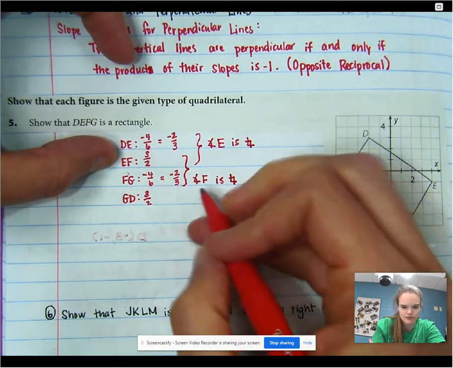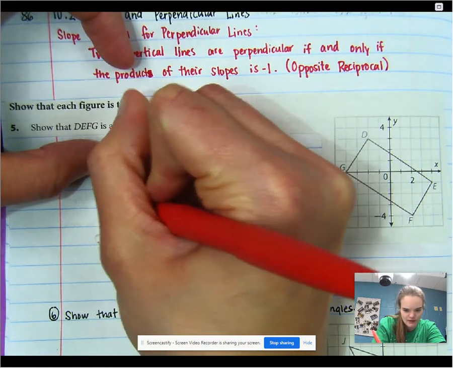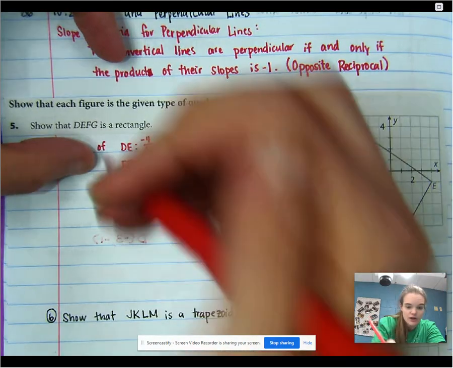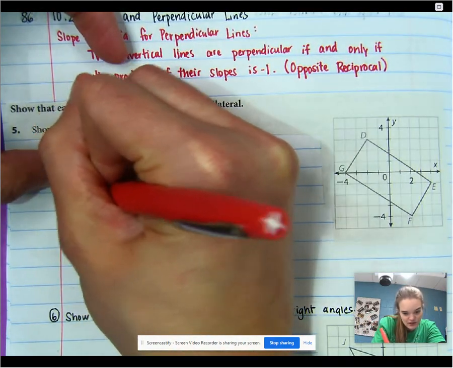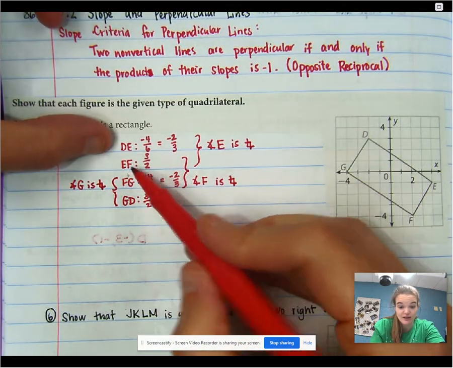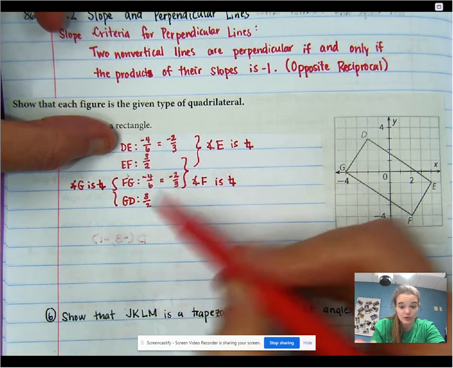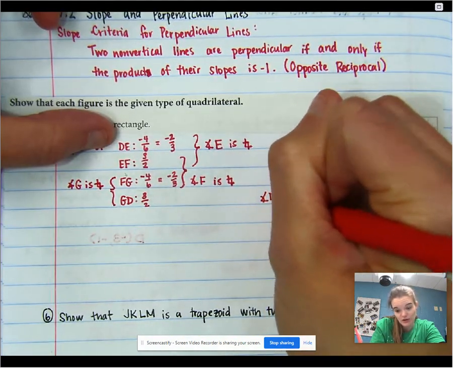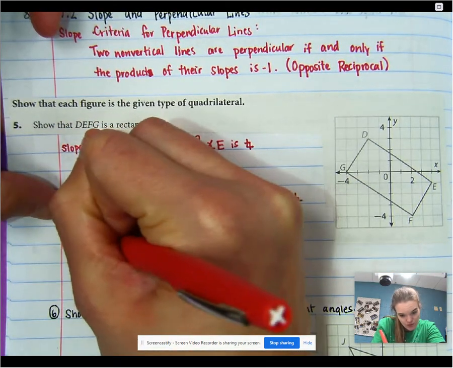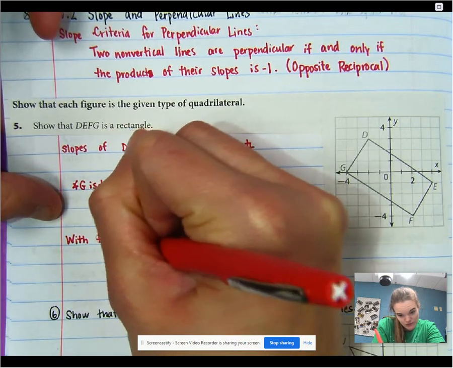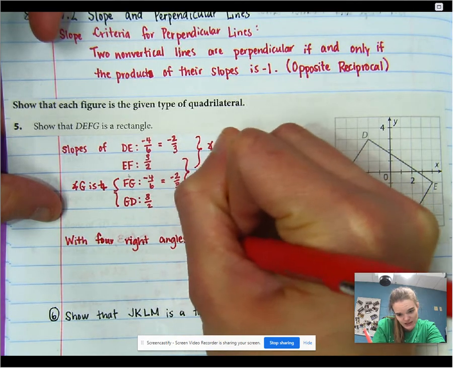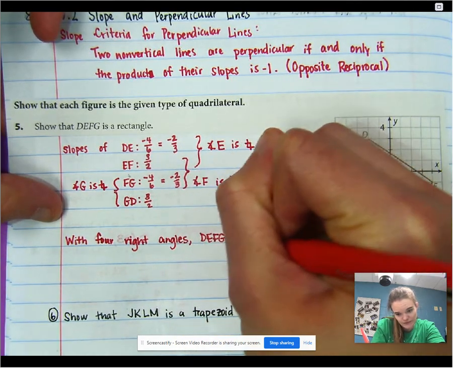Okay, look at these two. I'm going to go this way now. FG and GD are opposite reciprocals. So angle G is a right angle. Okay, that's 3 right angles. Next I need D. These two share D. Opposite reciprocals, so angle D is also a right angle. With 4 right angles, DEFG is a rectangle.